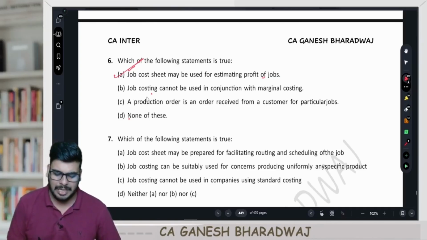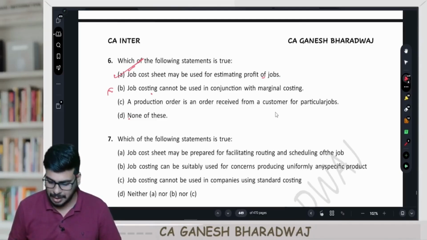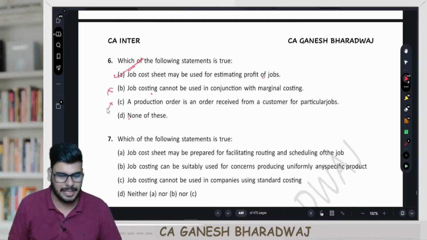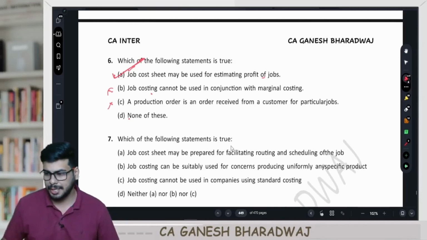So why have they said job costing cannot be used in conjunction with marginal costing? No, this is wrong. And a production order is an order received from a customer for a particular job. No, that is called as a job order. A production order means it is for the entire production. So all these things are not right. Anyways, only the first one is right. Clear with this, guys? Are you all clear with this?